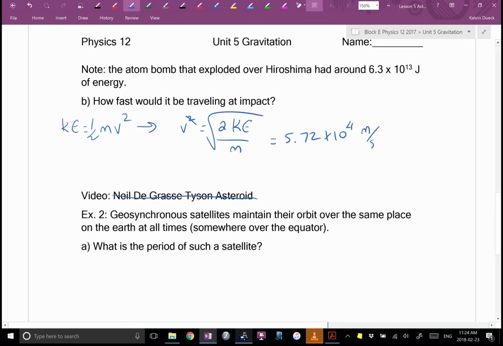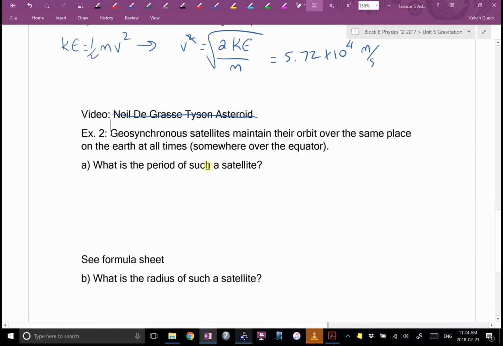Second little mini topic, geosynchronous satellites. Geosynchronous satellites are cool. They maintain their orbit over the same place on the Earth at all times. Almost always they're circled around the equator. So if I am the Earth and this is a satellite, and I want the satellite to stay above the same place the entire time, what must the period of the satellite be?